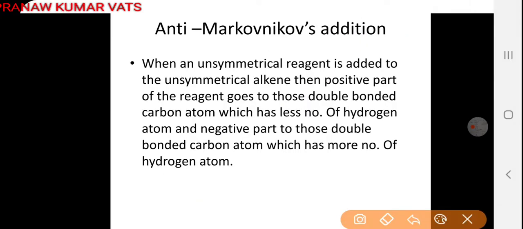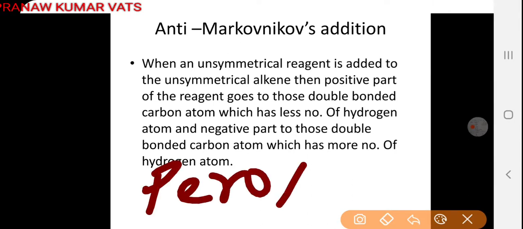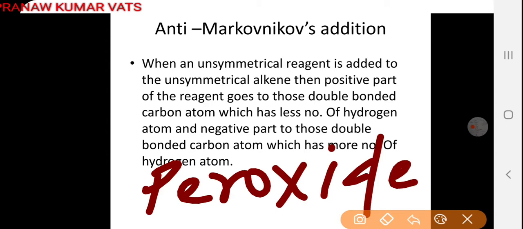Anti-Markovnikov addition. This reaction takes place in the presence of peroxide. You may note down this, what is missing here. So you may note down this reaction takes place in the presence of peroxide. So in the presence of peroxide, when an unsymmetrical reagent is added to an unsymmetrical alkene, then the positive part of the reagent goes to that double bonded carbon atom which has less number of hydrogen atoms, and the negative part to that double bonded carbon atom which has more number of hydrogen atoms.